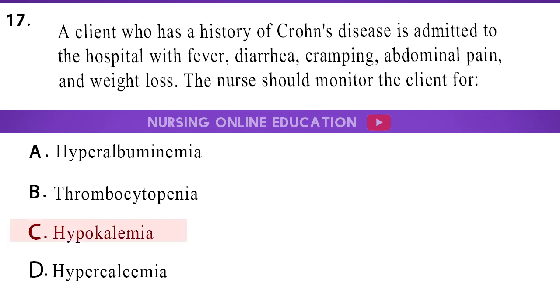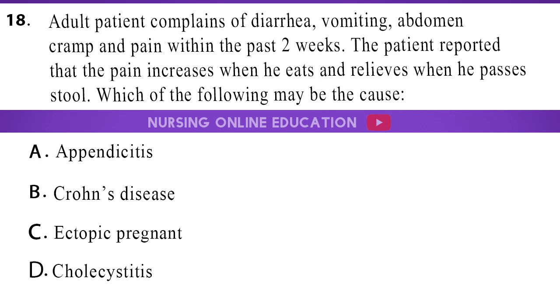The answer is option C, hypokalemia. 18. Adult patient complains of diarrhea, vomiting, abdomen cramp and pain within the past 2 weeks. The patient reported that the pain increases when he eats and relieves when he passes stool. Which of the following may be the cause? A. Appendicitis, B. Crohn's disease, C. Ectopic pregnancy, D. Cholecystitis.